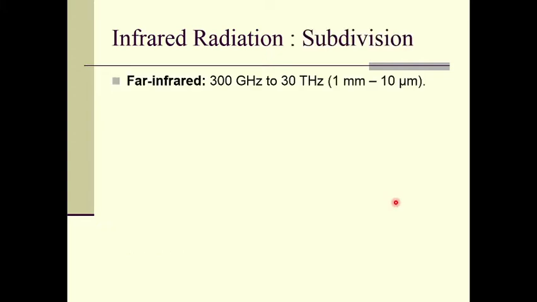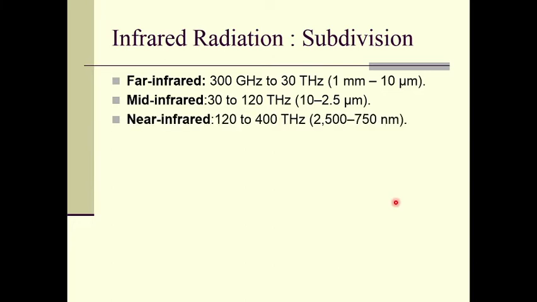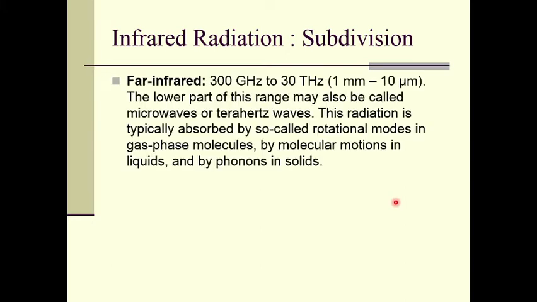There is a subdivision of the infrared radiation. Far infrared falls in the range of 300 gigahertz to 30 terahertz, or wavelength of 1 millimeter to 10 micrometer. Then comes the mid infrared, with frequency in the range of 30 to 120 terahertz and wavelengths of the order of 10 to 2.5 micrometer. Near infrared comes in the frequency range of 120 to 400 terahertz and wavelengths of the order of 2500 to 750 nanometers. The lower part of the far infrared range may also be called microwaves or terahertz waves, because there is overlapping between the microwaves and far infrared radiation.